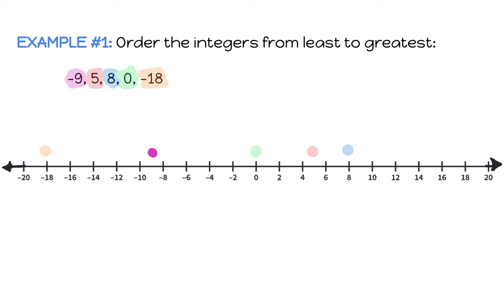Okay, now we are ready to order numbers from least to greatest. Because we are using negative numbers, we need to remember that the least number is the one that I have to my left. In this case, yes, exactly, -18. If we continue, we will find -9. Then 0, then 5, and at the end, the greatest number we have is 8.